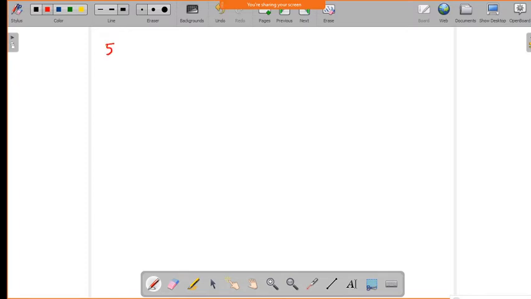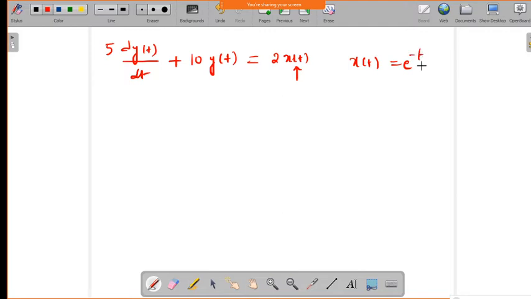Okay. Now take another one and try to solve this forced response, which is given by 5 into dy of t divided by dt. Similarly, for the same example which I showed earlier, which has the same natural response, I will just change the input. I will change the input x of t to e power minus t into u of t. Solve this one.